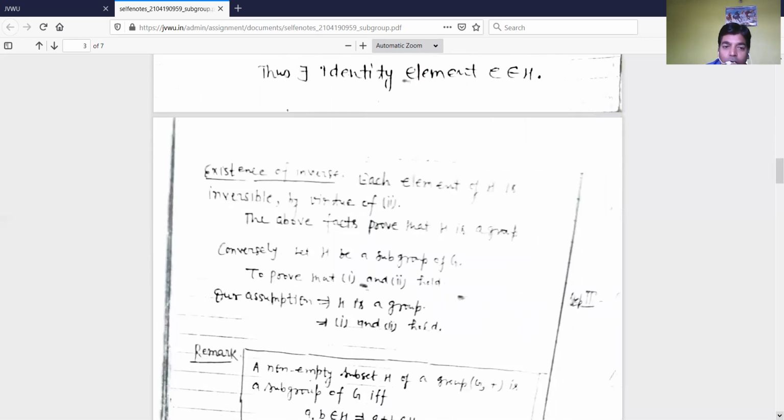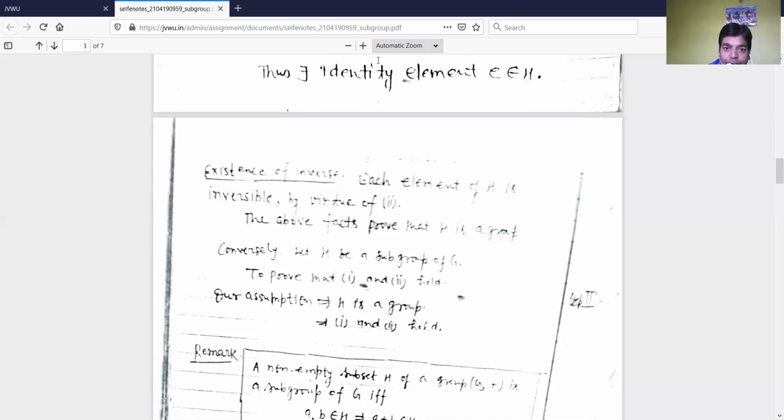So we can say the identity property is also satisfied. Now we will talk about the existence of inverse. Each element of H has its inverse in H by virtue of the second condition. The above facts prove that H is a subgroup. Now the converse part: let H be a subgroup of G and we have to prove that conditions first and second hold. By our assumption, H is a group. If H is a group, then it will satisfy the closure and inverse properties. Then the given conditions hold.